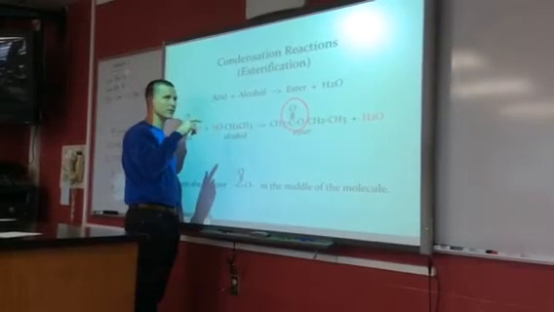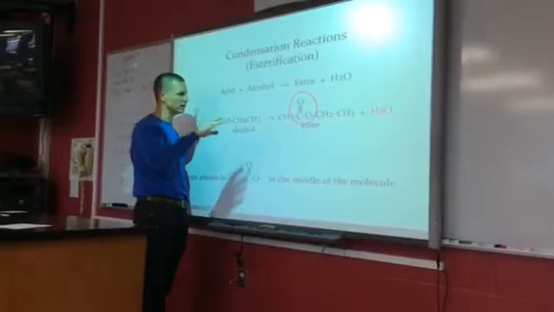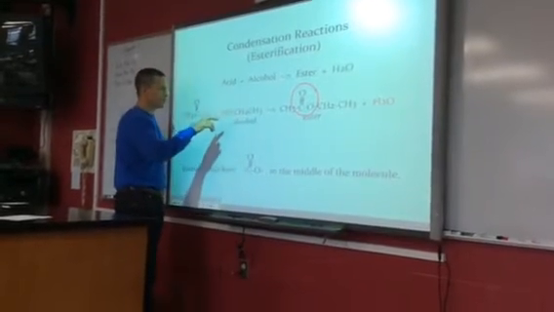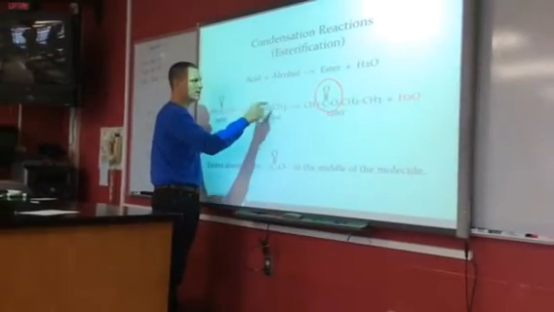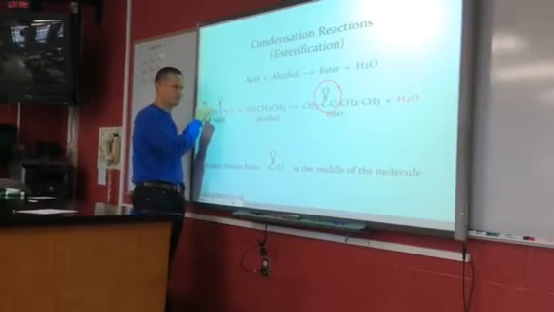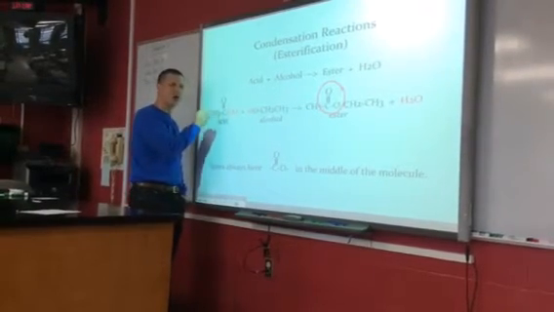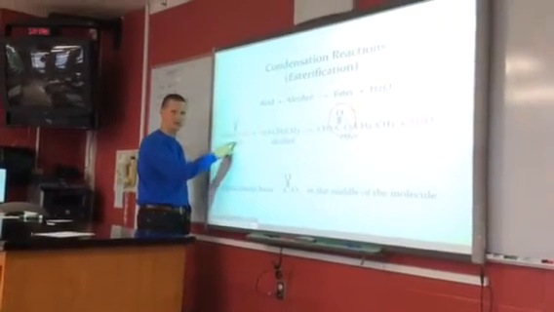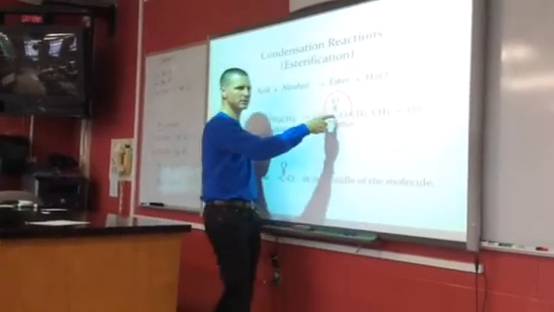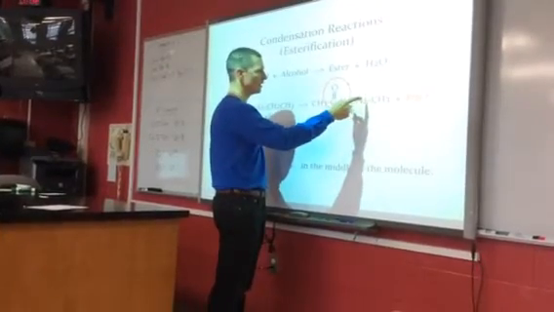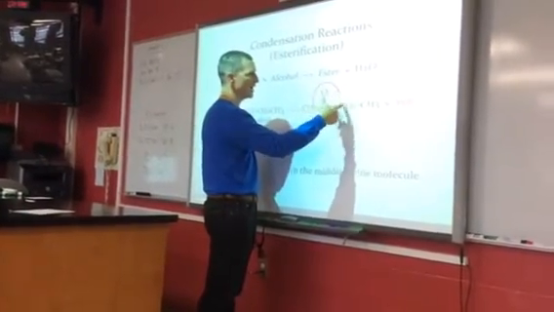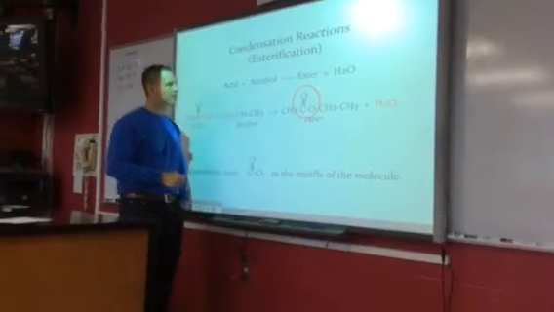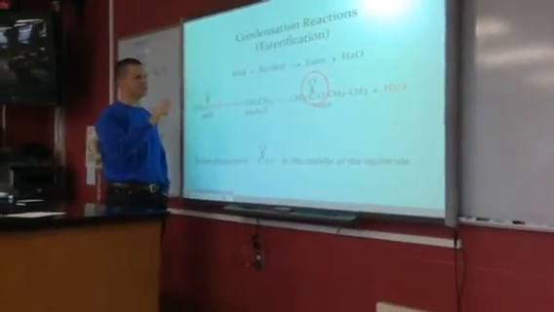I have a memory trick for this one too. It's probably not one that should be recorded. I'll tell you what it is anyway. You name the alcohol first and then the acid. And when you name the acid, you end it with oate. So this one would be called ethyl ethanoate when it's formed. Ethyl ethanoate.